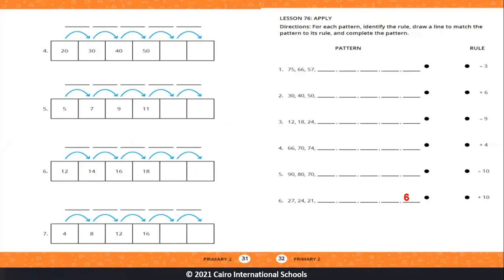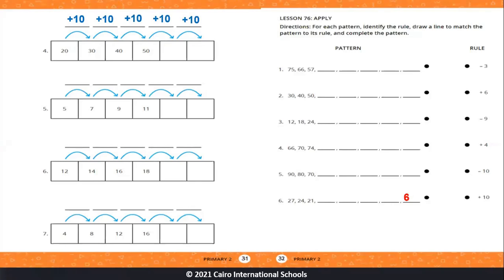30 minus 20. 30 minus 20 equals 10. Great. So each time we are adding 10 because the pattern is increasing pattern.